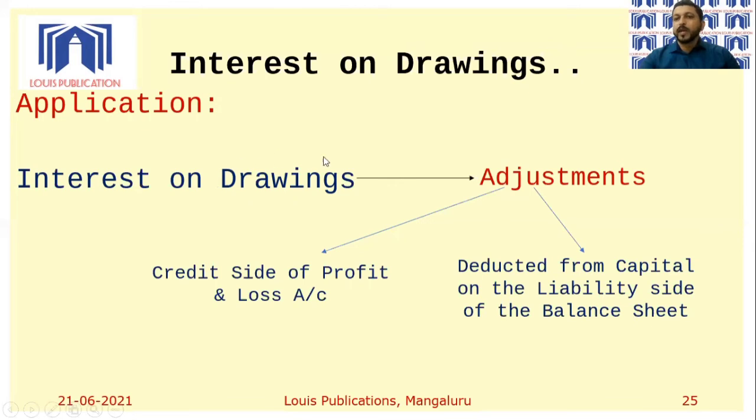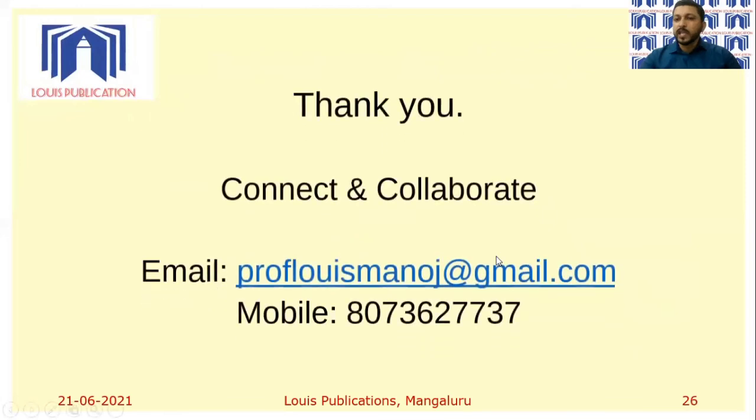So this is about the treatment for interest on drawings. It will always be given as an adjustment. So two effects: on the credit side of profit and loss account, that will be one effect. And you are going to deduct it from capital on the liability side of the balance sheet. So this is all for all the adjustments and the adjusting entries.